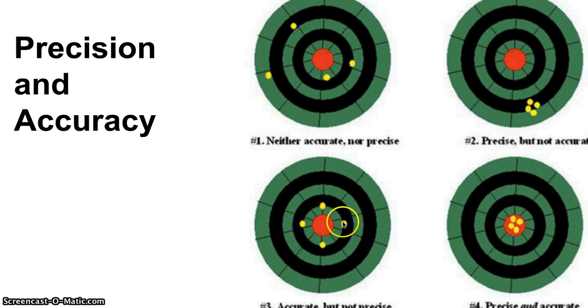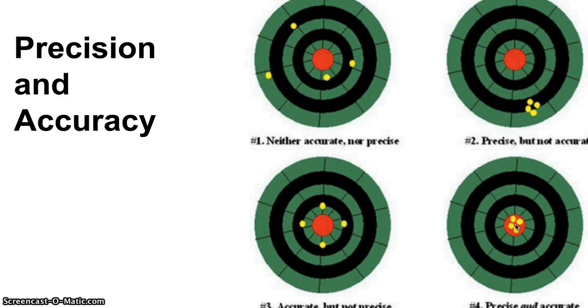Here the results aren't clustered, so they're not precise, but the average of these results is at the bullseye, so the results are accurate. Lastly, the results here are clustered closely, so they're precise. The average of the results is right on the bullseye, so the results are accurate.